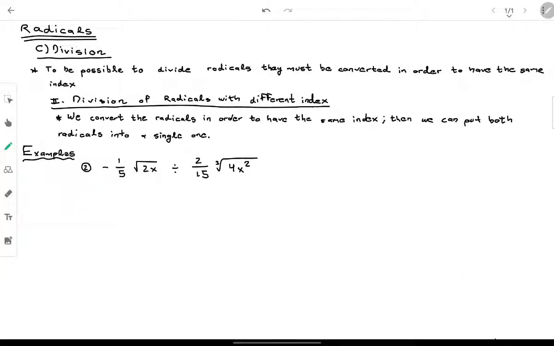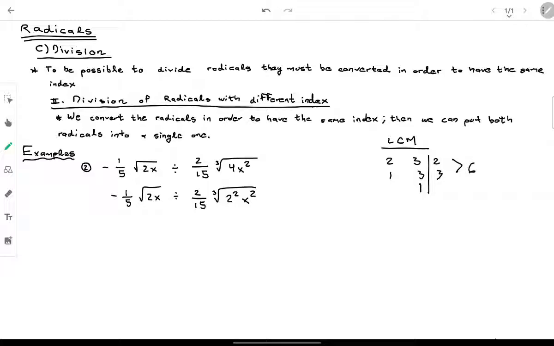In this example, the first thing we can do is decompose the numbers that are inside the roots. So this one is the square root of 2x. We cannot decompose it. But the other one is going to be the cubic root of 2 squared x squared. Then we need to look for the least common multiple between the indexes. In this case, we have index 2 and index 3. So of course, it's going to be 6.